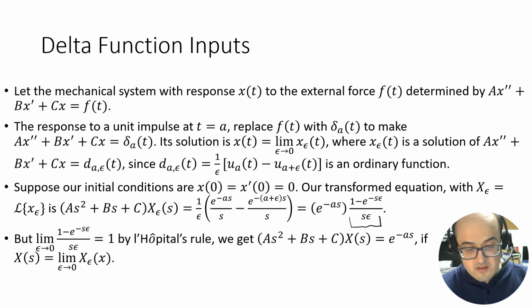So that means a times s squared plus bs plus c times capital X of s is e to the negative as, as long as capital X of s is the limit as epsilon approaches 0 of capital X sub epsilon of s.